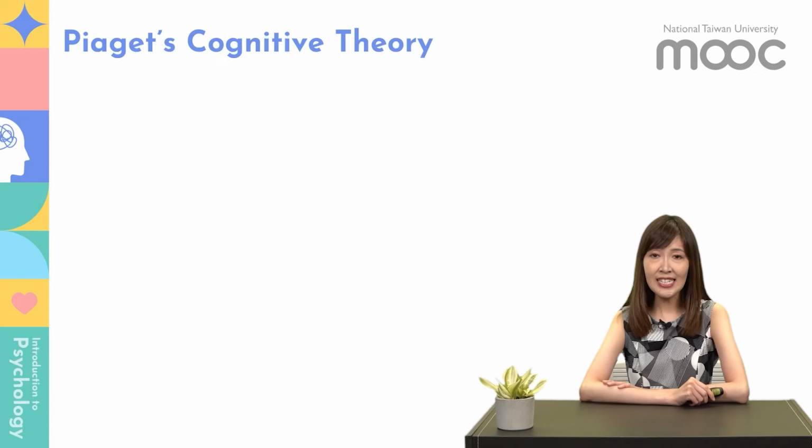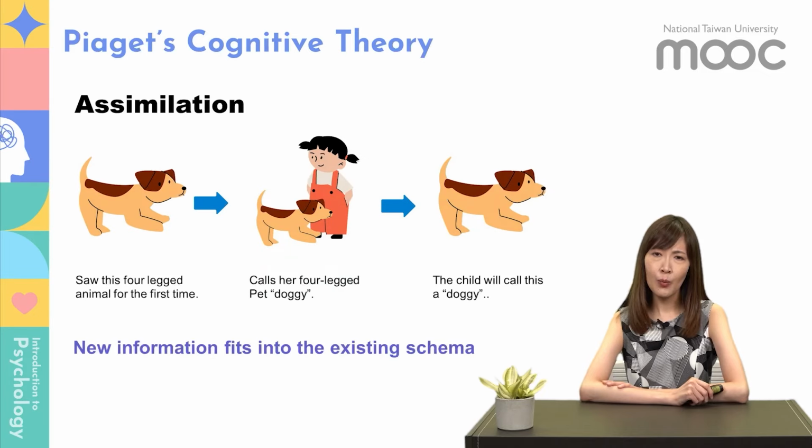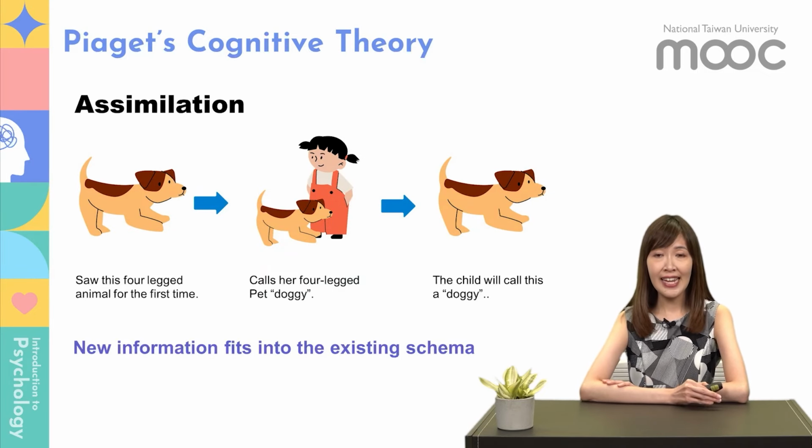So first, let's look at assimilation. What is assimilation? Let's look at this together. Now there's a dog, and this is the first time that the little girl sees this dog. She remembers that she always calls her pet a doggy, so she will call this a doggy, and that is correct. So she does not have to change her schema. She can use the existing schema to interpret this information, and that is called assimilation.